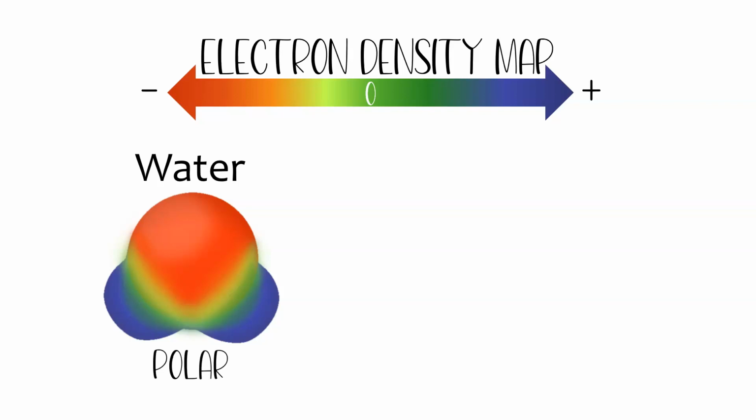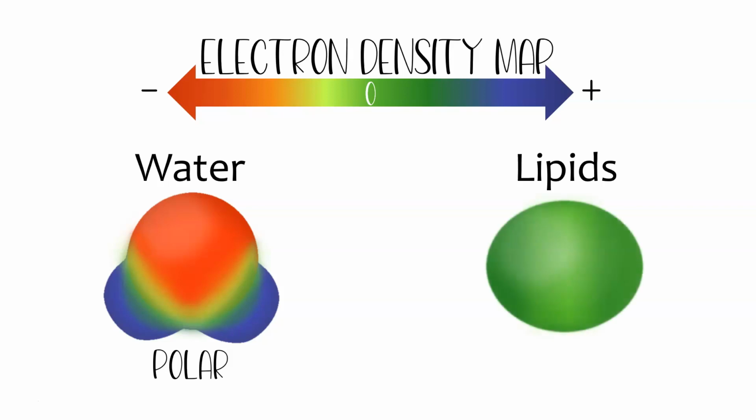There are many different lipids with different chemical formulas, but what they have in common is that they evenly distribute electrons throughout the molecule, so there is a more uniform neutral charge. This type of equal sharing of electrons is characteristic of a nonpolar bond or molecule.